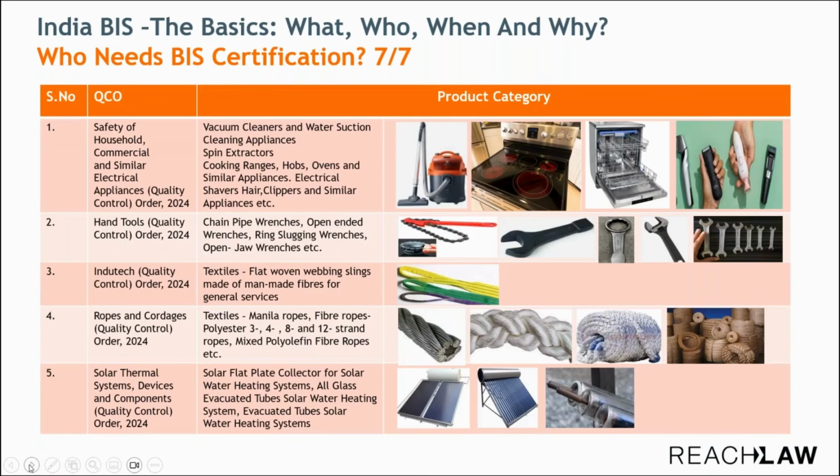Then the other product categories which are very recently included are also mentioned here: household commercial electrical appliances, hand tools, then Indutech, textile, basically flat webbings and ropes and cordages. This is also under textiles, and then solar thermal system.